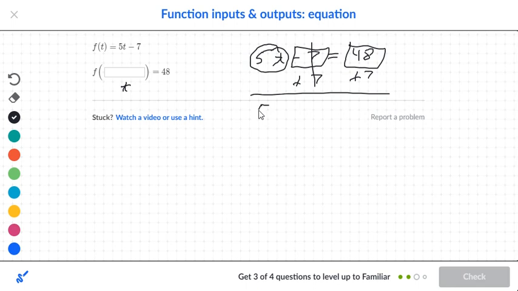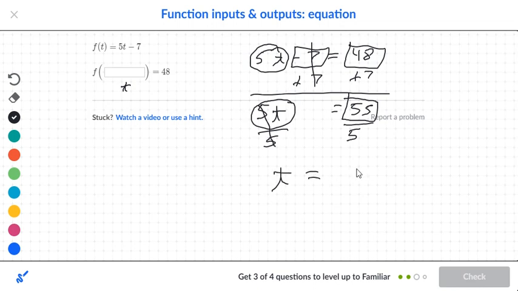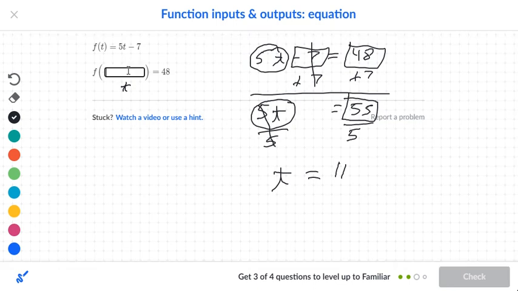Cross this out, so you get 5t is equal to 55. Circle and box. So go ahead and divide by 5, cross this out, so this is t. 55 divided by 5 is 11. And if we check it, 11 times 5 is 55. 55 minus 7 is 48. So f of 11 would be 48.